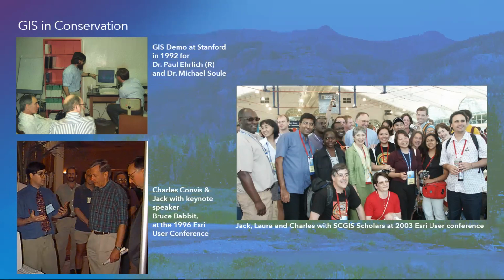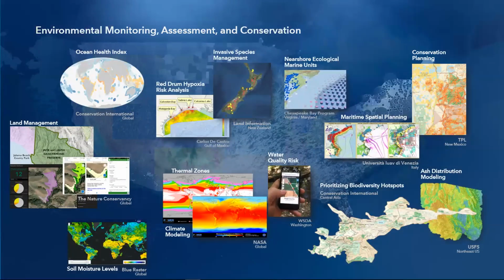So that was a little bit about the background of how we got to where we are. So how is GIS actually being used? Well, it's in many different areas. Certainly environmental monitoring and asset conservation.